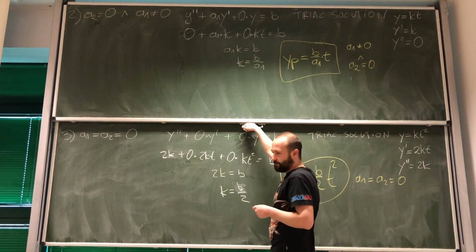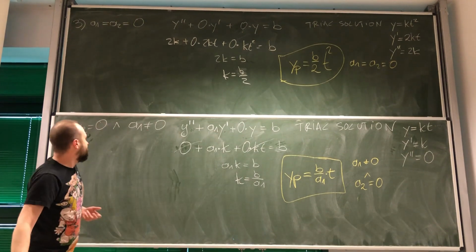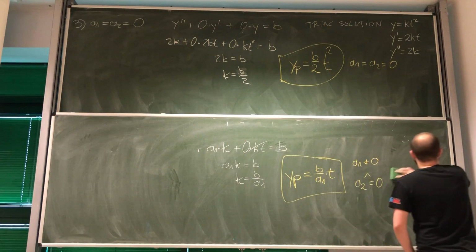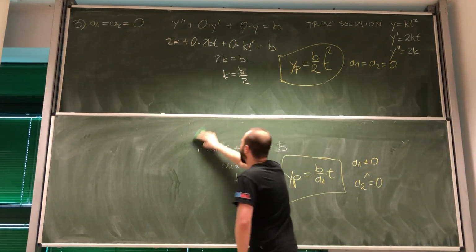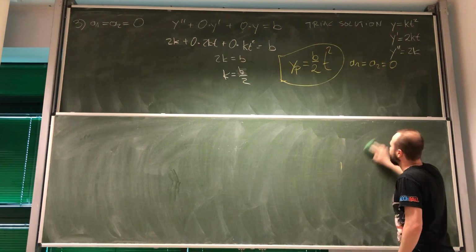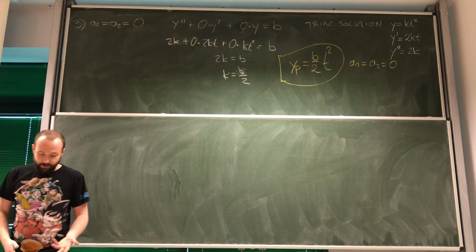Let's summarize what we got. Basically, we can have three possible cases when we are looking for the particular integral in case of the second order differential equation with constant coefficient and constant term.